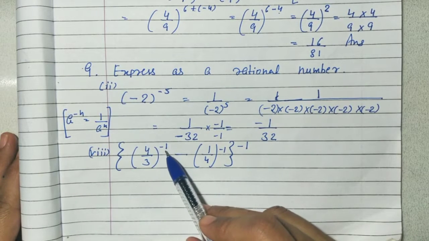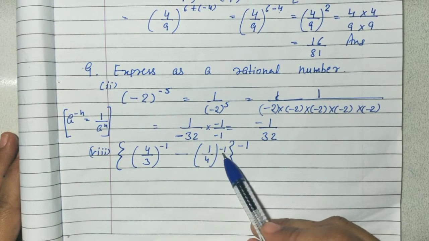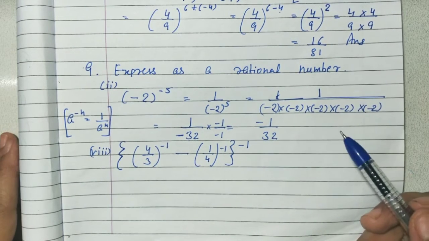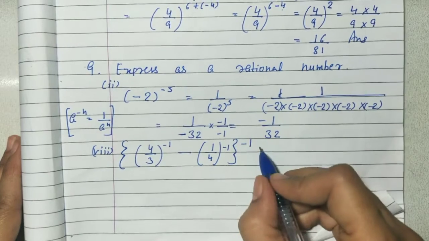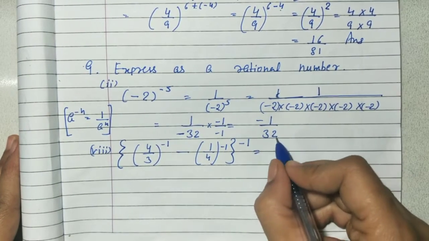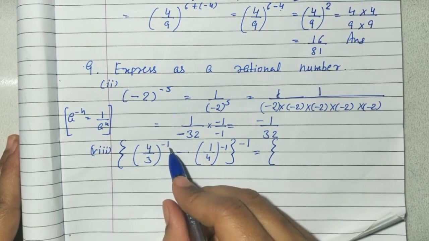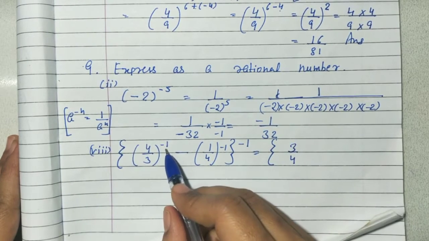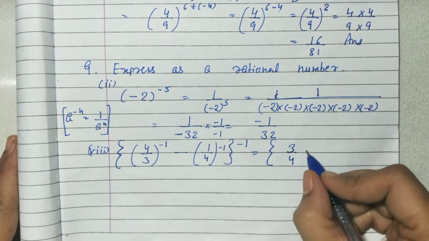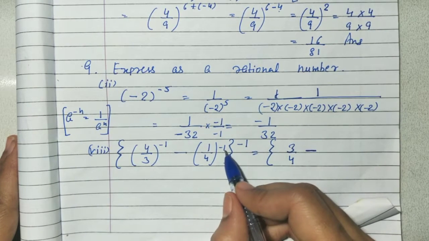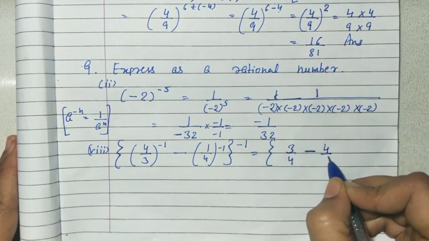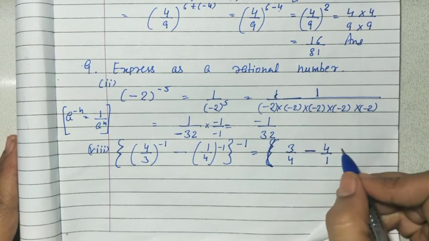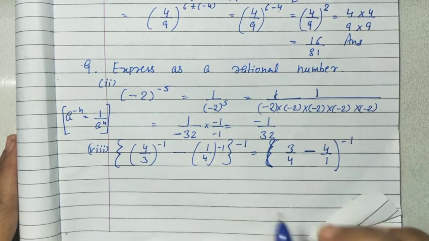(4/3) raised to power minus 1 minus (1/4) raised to power minus 1, then after the curl bracket there is an exponent of minus 1. First we will solve the simple brackets. The curl bracket is as it is. 4 by 3 exponent minus 1 is 3 by 4, taking its reciprocal, a raised to minus 1 is equal to 1 by a. Again, minus 1 by 4 inverse is 4 by 1. Getting?